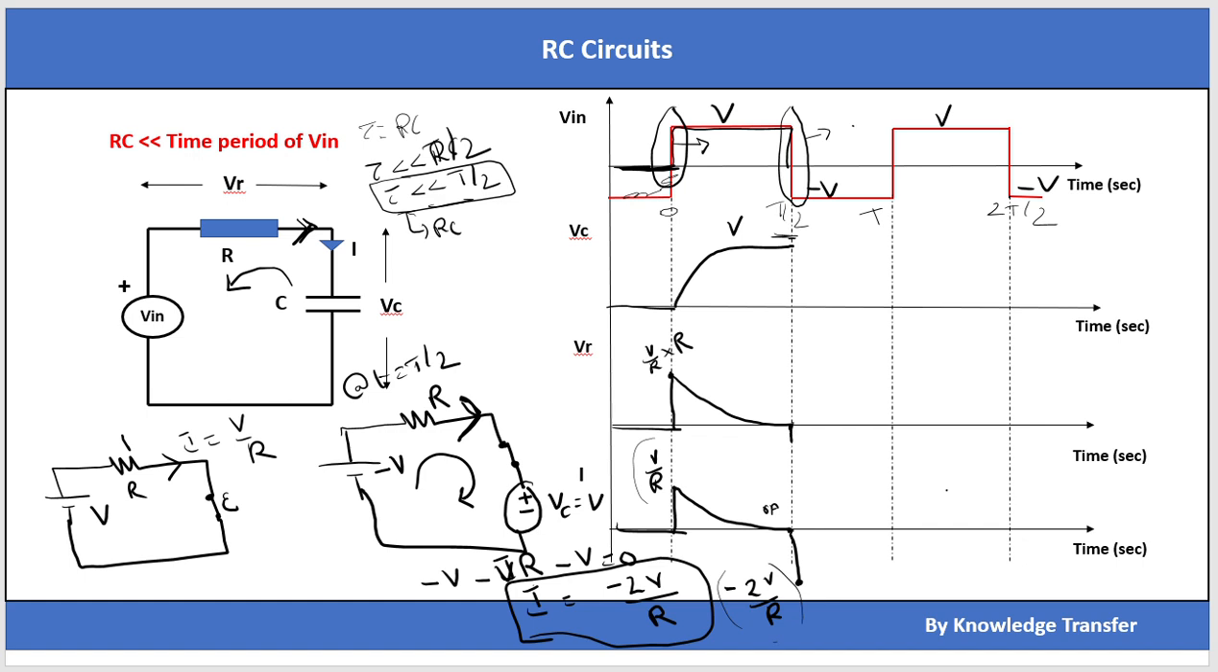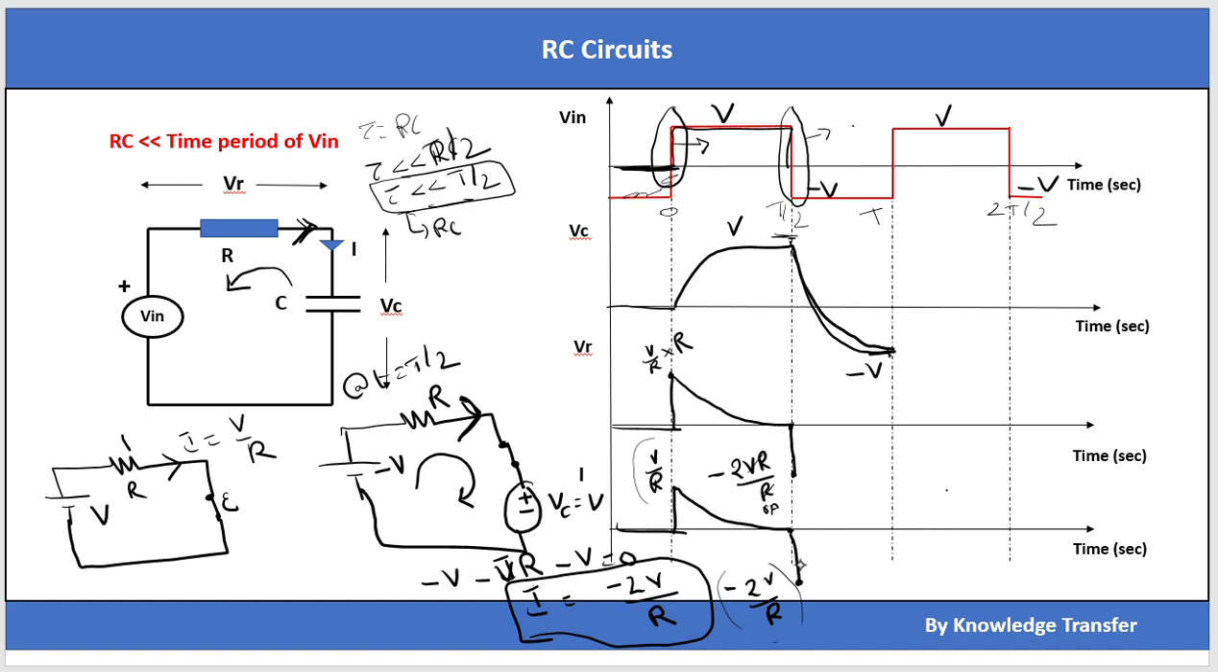The same way, the VR will be minus 2VR divided by R. R will get cancelled. It will be minus 2V. In the same way, now what will happen is the capacitor will go from positive V to negative V, and it will settle at minus V. Okay, this is minus V. It will stay like that.